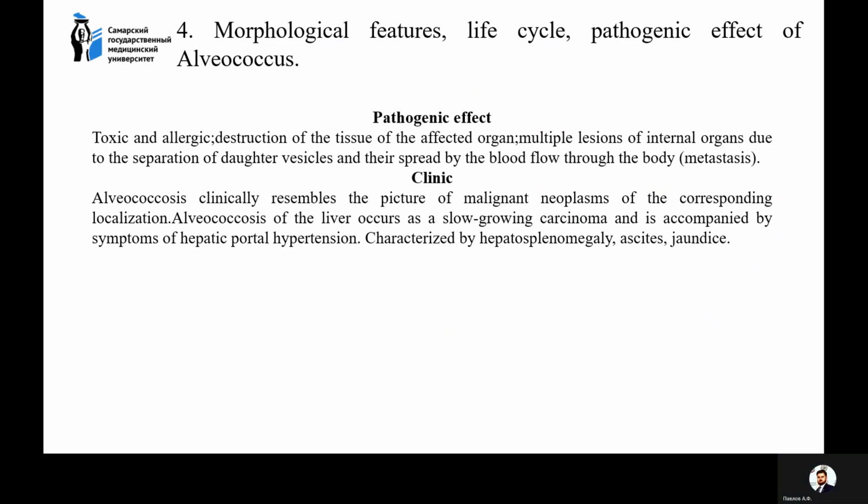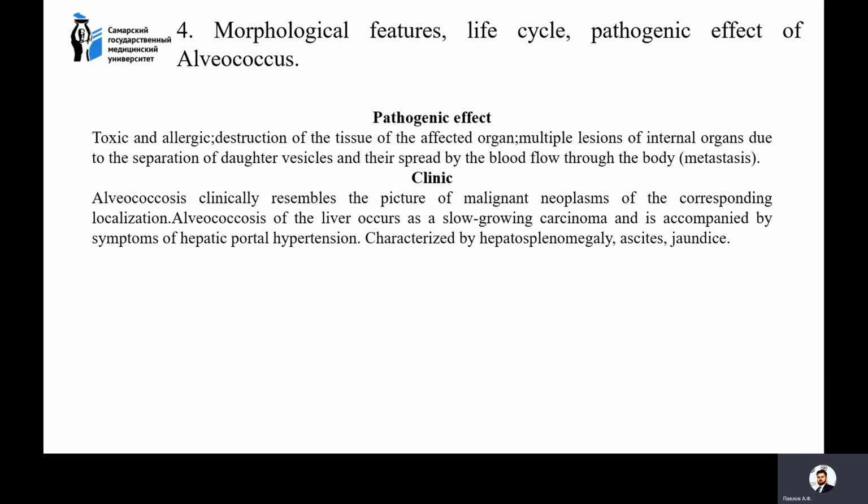Pathogenic effect. Toxic and allergic effects, destruction of the tissue of the affected organ. Multiple lesions of internal organs due to the separation of daughter vesicles, which are spread by the blood flow through the body. Metastasis.